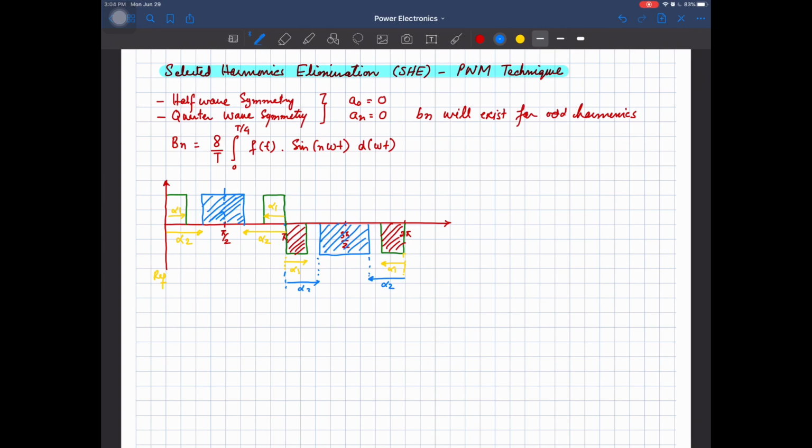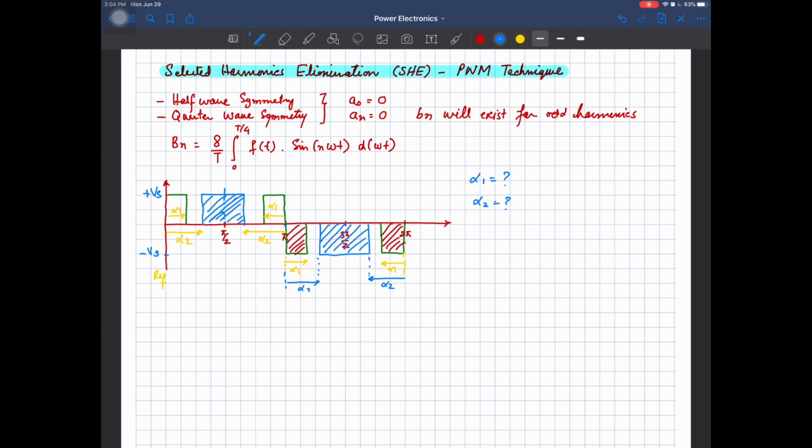So if we know alpha 1 and alpha 2, we can adjust the spectrum accordingly to cancel out a certain set of harmonics, because these angles will change Bn. An will be 0 because we have half wave symmetry and quarter wave symmetry. A naught will be 0 as the positive and negative areas are equal. So only Bn will be there, and Bn will change with the change of these two angles alpha 1 and alpha 2. Let's suppose that this is plus Vs and this is minus Vs, that is, our output voltage is varying between these two limits.